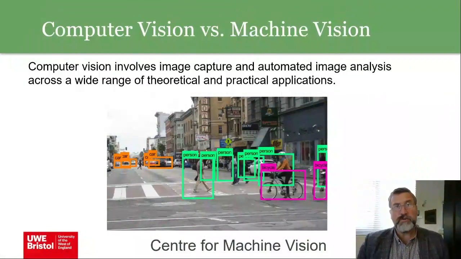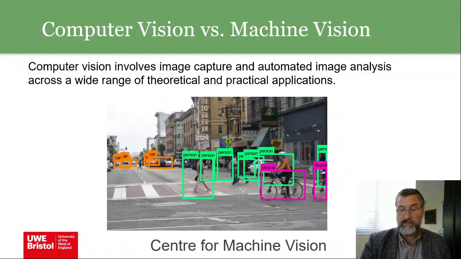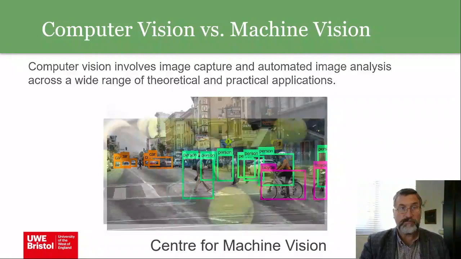Now, computer vision versus machine vision, as I might have mentioned before. Computer vision involves image capture and automated image analysis across a wide range of theoretical and practical applications. Machine vision is what we call our lab, the Center for Machine Vision, where we're looking more at systems and making use of the data for industrial processes, for example.